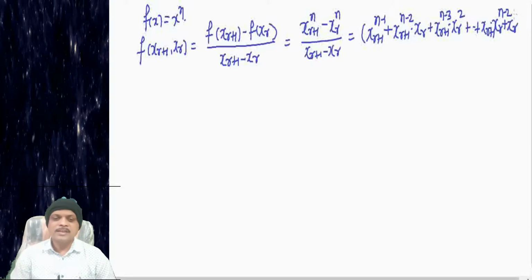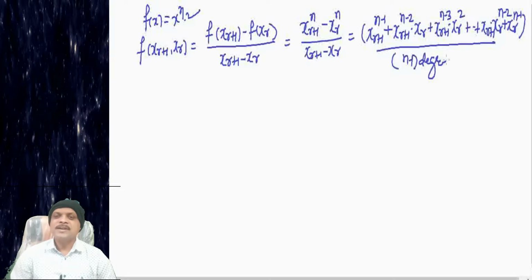So what we get here, the first divided differences for this polynomial, is a polynomial of degree n minus 1, a homogeneous polynomial. So when the polynomial is of nth degree, the first divided differences are of degree n minus 1. Now let us calculate the second divided differences.